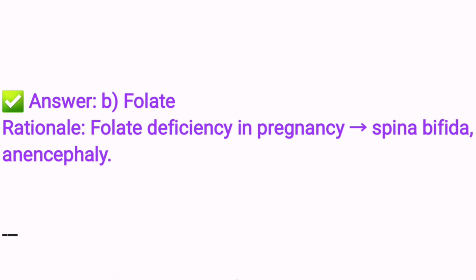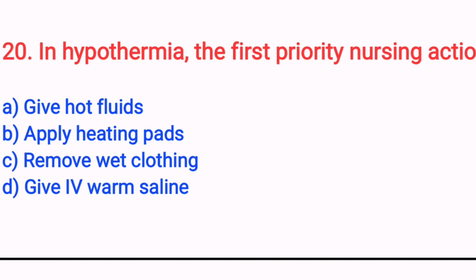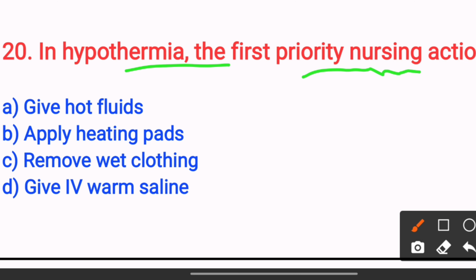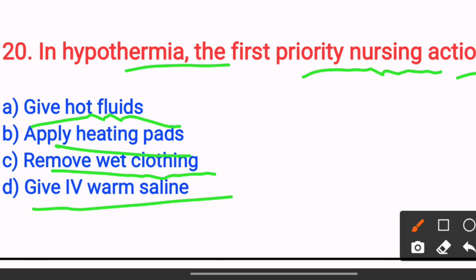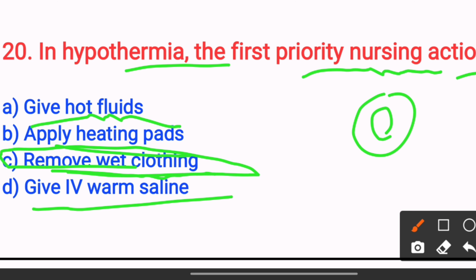Next, in hypothermia, the first priority nursing action is option A give hot fluids, option B apply heating pads, option C remove wet clothing, option D give IV warm saline. The answer is option C, remove the wet clothing, because it can increase the temperature also.